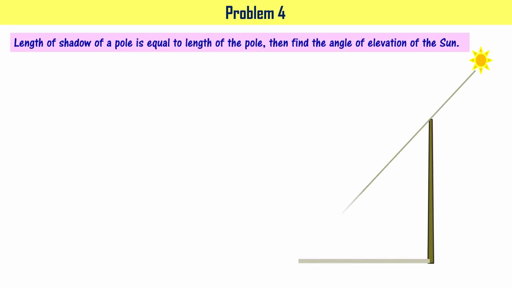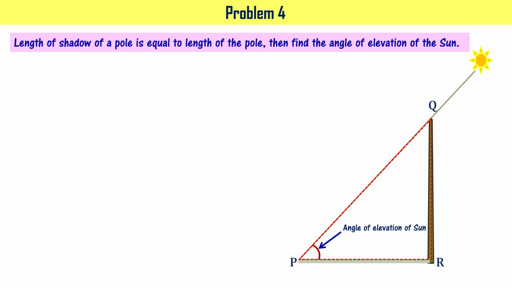The next problem is: length of shadow of a pole is equal to length of the pole. Then find the angle of elevation of the sun. As you see from the figure, on a sunny day, the pole casts a shadow, right? And length of the shadow depends upon the angle of elevation of the sun, right? Now it is given that length of shadow of pole is equal to length of the pole. And we are asked to find the angle of elevation of the sun.